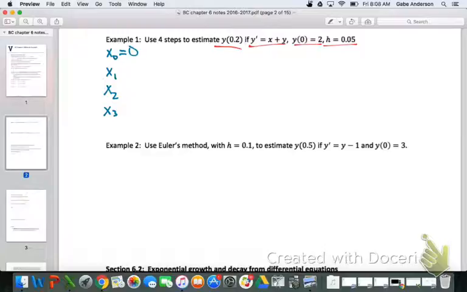So there we go. The x's are always the easiest part. x1 will simply be the initial condition plus the step size. So 0 plus 0.05 is 0.05. And then x2 would just be x1 plus the step size. So it's 0.05 plus 0.05, 0.1. x3 would then be 0.15. And then my final one, x4, would be 0.2. How do I know that that's my final one?